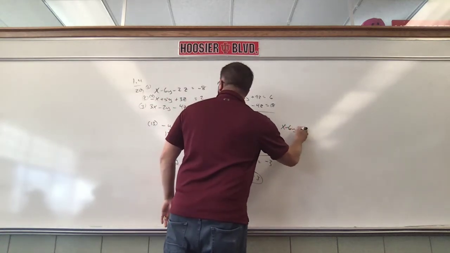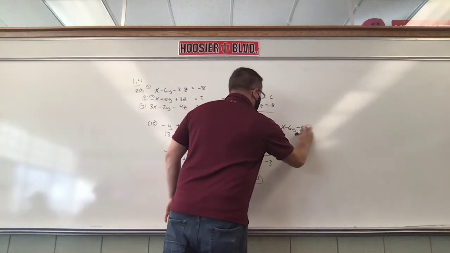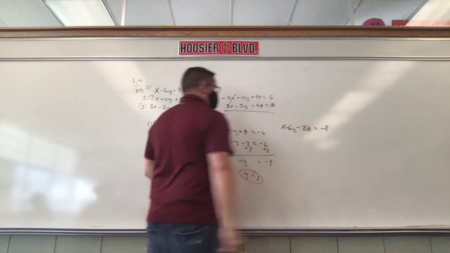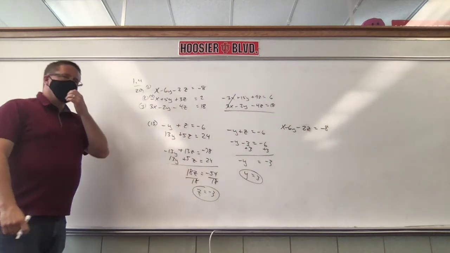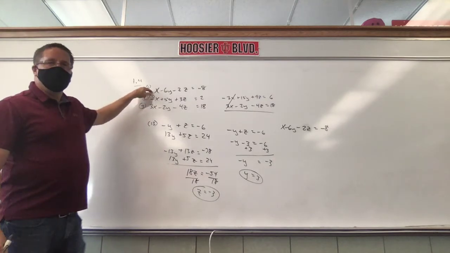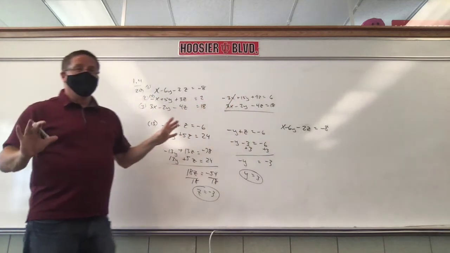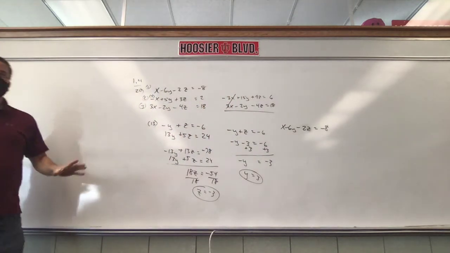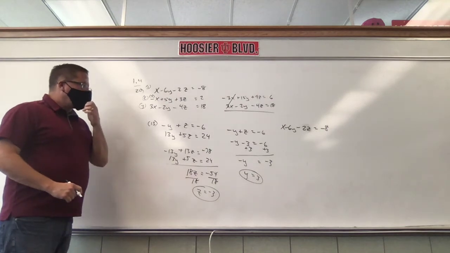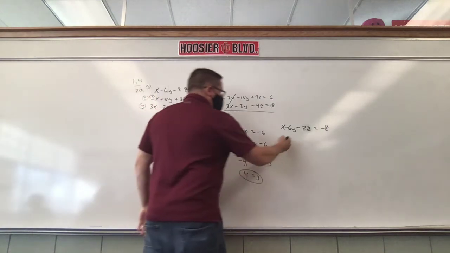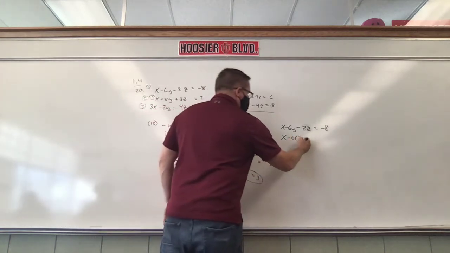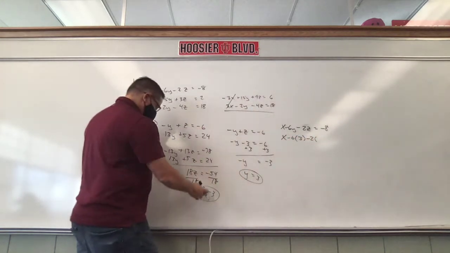X minus 6y minus 2z equals negative 8. All I did was I rewrote this equation. Now, I know you want to plug stuff in. We're going for it right now. We're going to plug stuff in. We're not going to plug in anything for x because we don't know what that is. Minus 6 times 3 minus 2 times negative 3 is negative 8.